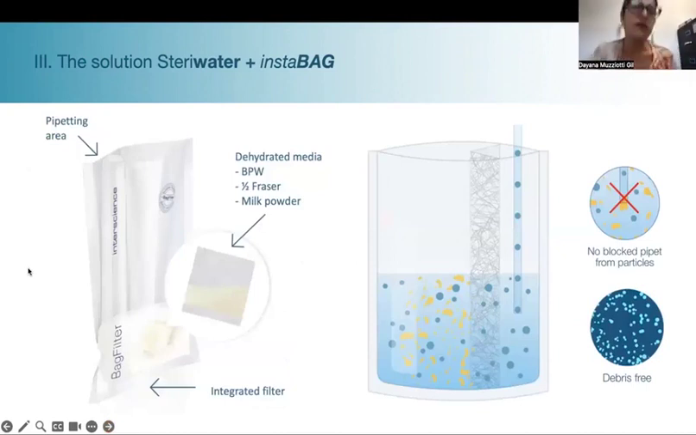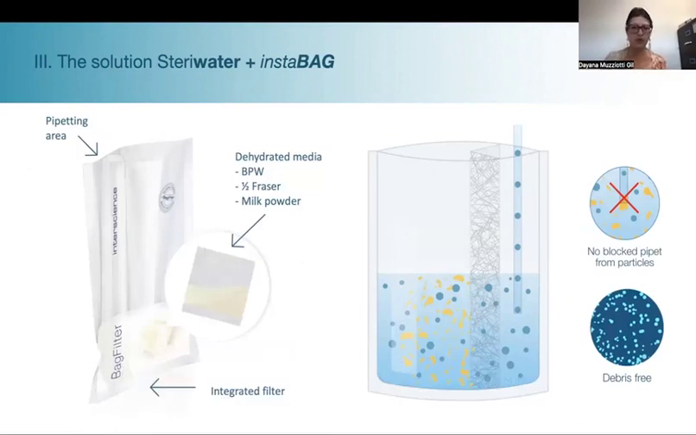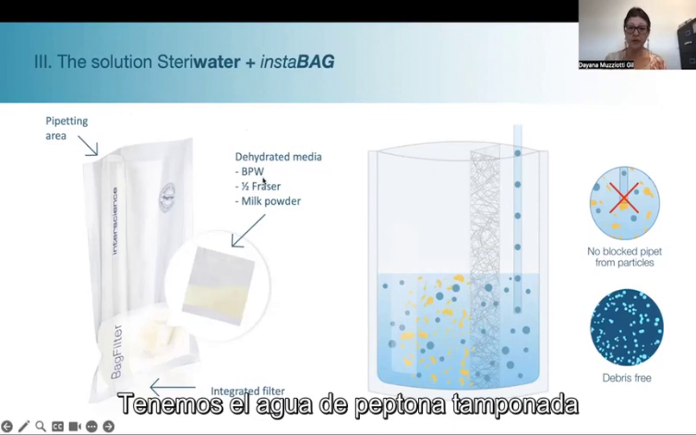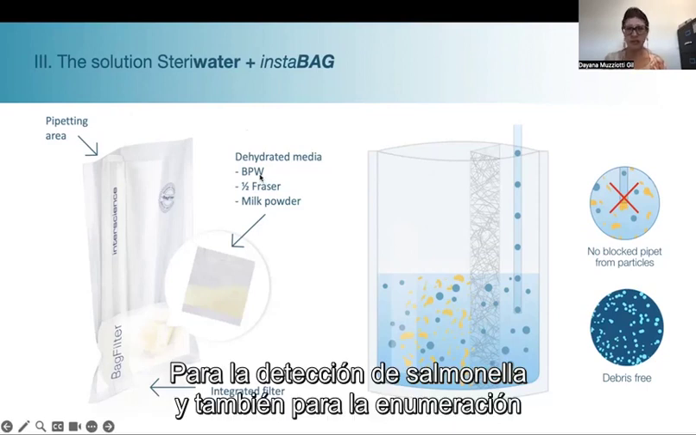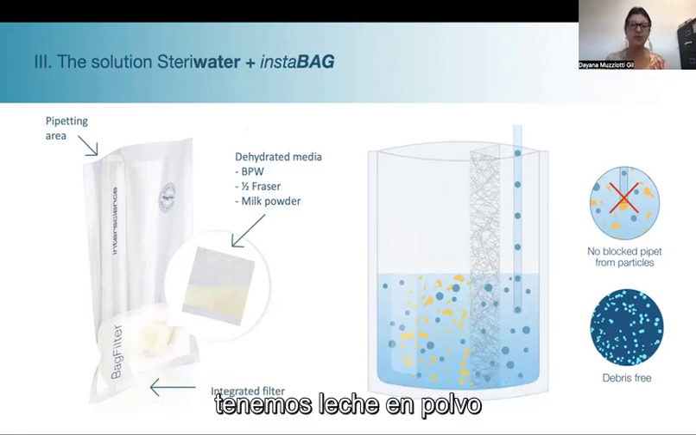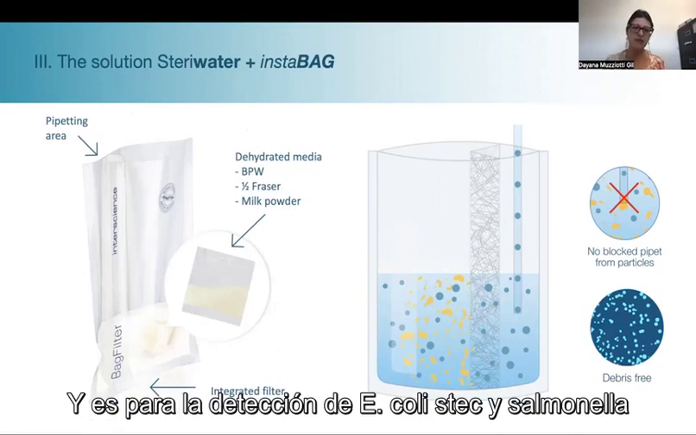Then, previously, I discussed with you the integration between sterile water and Instabag. So, INTERSCIENCE has different types of Instabag in the market. We have the buffer peptone water for the detection of Salmonella and also for enumeration. We have the Fraser for the detection of Listeria monocytogenes. We have milk powder. This is for the food industry, for the chocolate industry, and is for the detection of E. coli STEC and Salmonella.